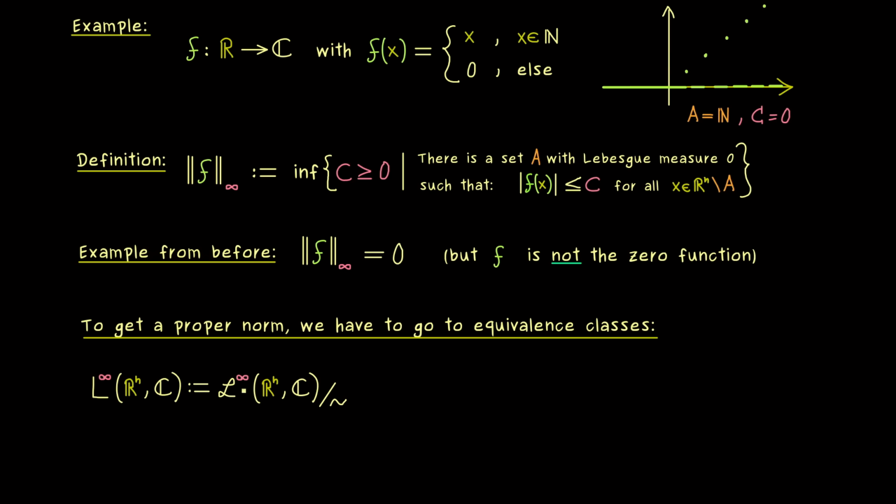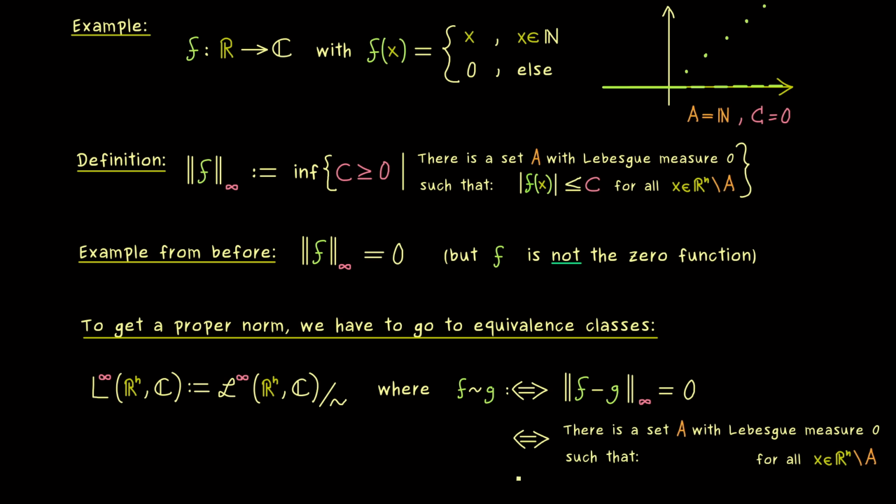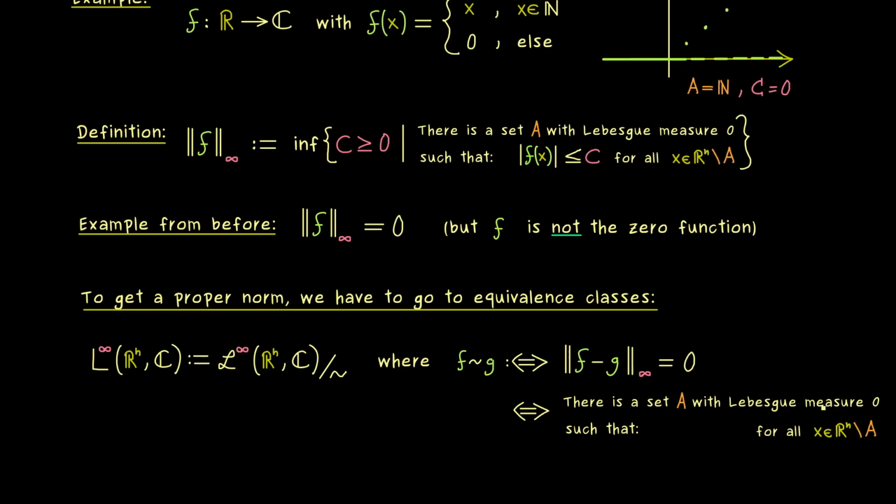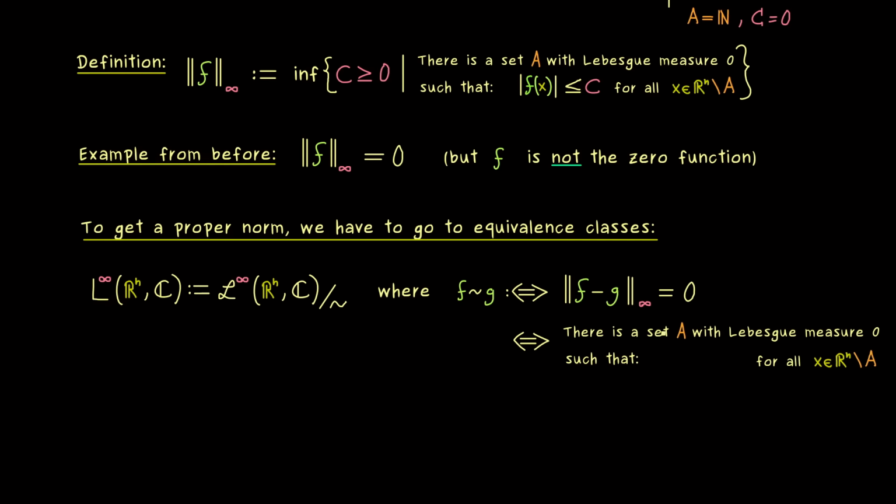So it's not a space of functions anymore, just a space of equivalence classes, but usually this is not a big problem. And now you should know that two functions f and g lie in the same equivalence class if their difference has an infinity norm of 0. Hence, the only points where they don't have the same value is a set with Lebesgue measure 0. So equivalently, we could just write that there is such a set A, such that outside of A, f and g are the same function. So f of x is equal to g of x for all points x in the complement of A.